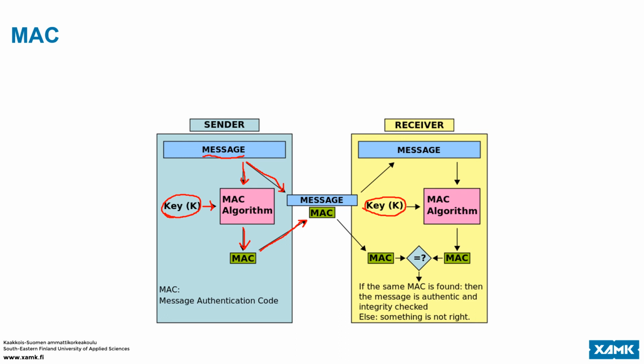So then the receiver receives both the message and the message authentication code. And because the receiver knows the key, they can use these two inputs, the message and the key, and use the same MAC algorithm to determine the message authentication code for this particular message. And then they simply compare the two message authentication codes, one that came with the message and one that came from their own calculation.